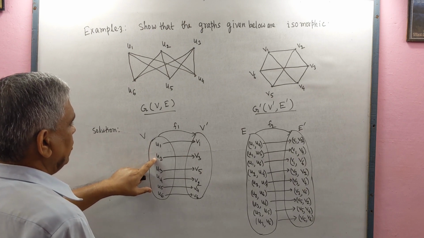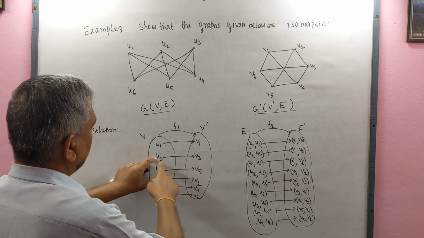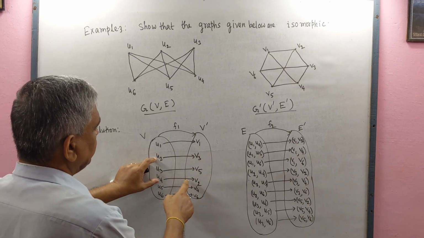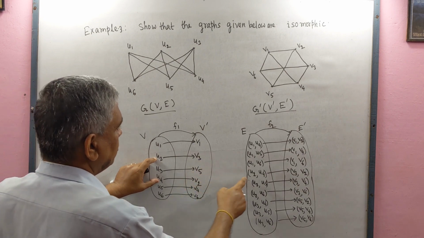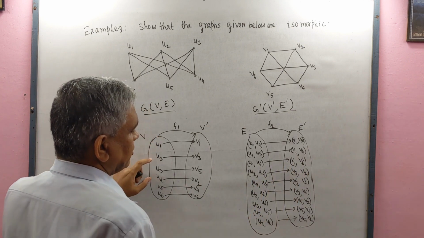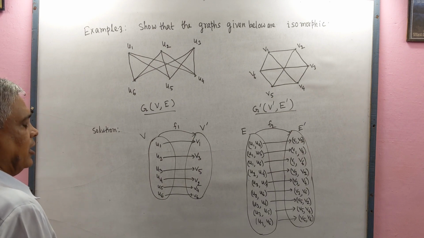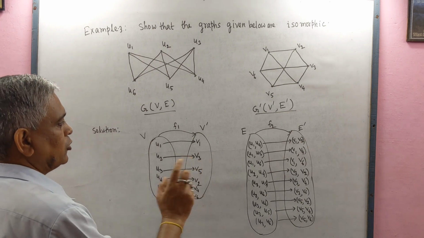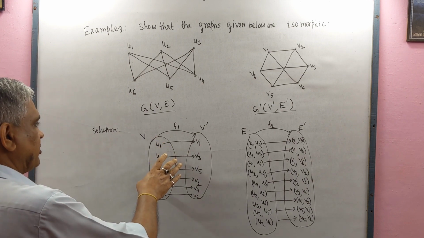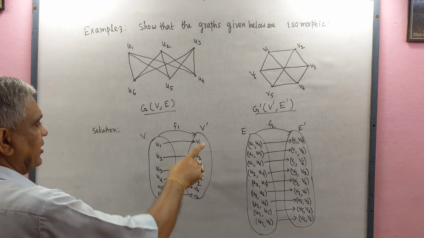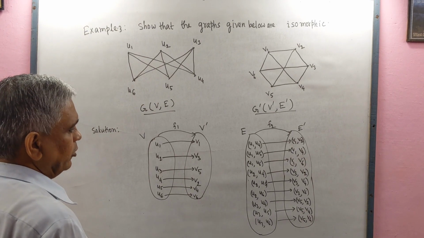Similarly U2, U4. U2 corresponds to V3, U4 corresponds to V2. So we get here V3 V2, U2 U4. Similarly other edges will maintain the same system and we get one-one correspondence in the edge set. Here we have seen one-one correspondence of the vertex set. So the two graphs are isomorphic.